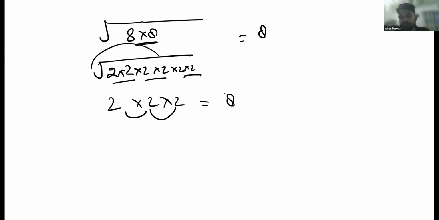Got it? Yep. Next. Do this one. 56. Do root 56.